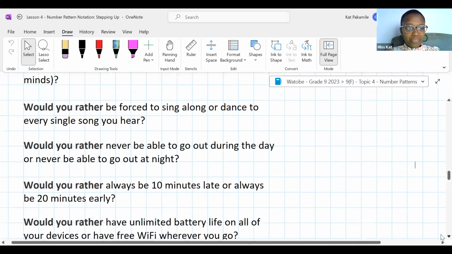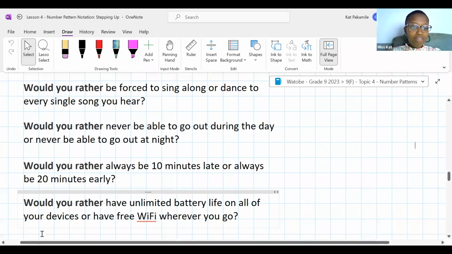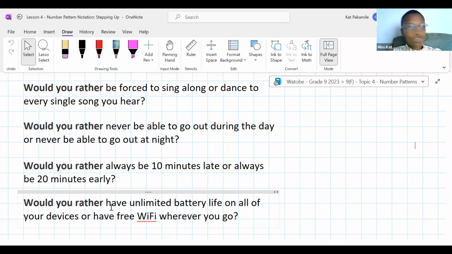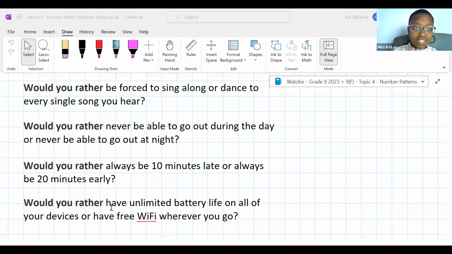Let's see what's next. Ooh, I know this one's gonna go bad. Would you rather have unlimited battery life or unlimited Wi-Fi wherever you go? Think about this one. So you either have a battery life that doesn't die at all, like a phone that is just alive forever and ever, or you have unlimited Wi-Fi. Oh, I see Elsie. Elsie hasn't spoken to me today. Let's hear. Hello.